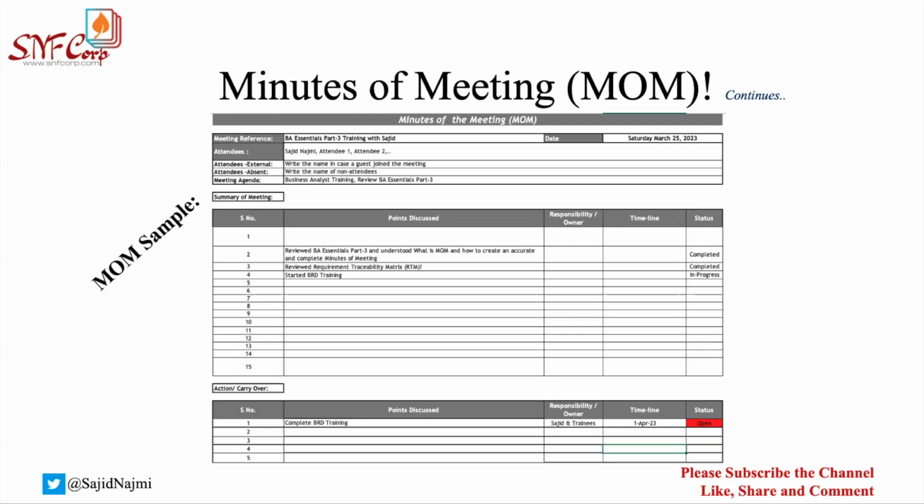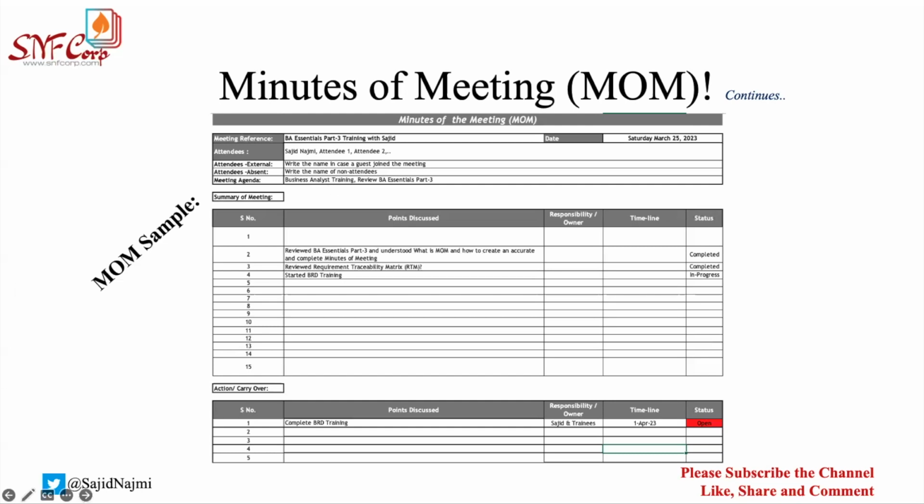Second, I've written reviewed Requirement Traceability Matrix, RTM, that we will review in this training. And then we have started BRD training, but we did not complete. Now, if you go to the right-hand side of the columns, I see there is responsibility and owner column. If something is completed, I really don't mind writing the owners because that work has already been completed. It's up to you how you write. If you would like to write, just write it. But for me, I don't really care if something has already been completed. And then there's no timeline because that is already completed. And for status I am saying completed. And the last one I'm saying is in progress.